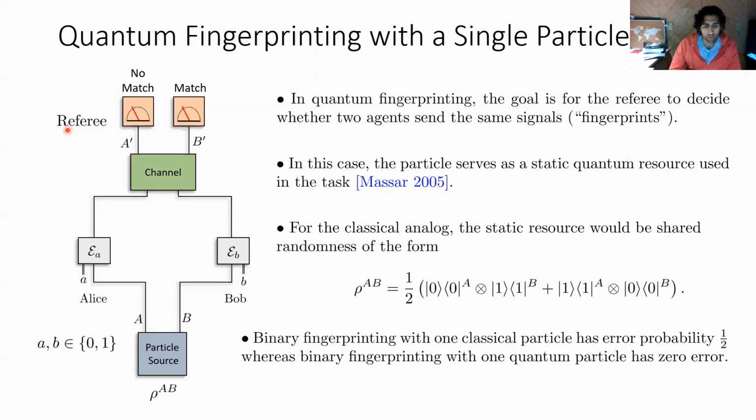All right, and it's not too difficult to show, just by modifying the previous protocol that I described, that if you do fingerprinting with one classical particle, there'll be an error probability of 1/2, meaning that the referee will make an error in concluding whether A equals B. Whereas with binary fingerprinting, with a quantum particle, there's 0 error. So it's just kind of the same idea repackaged in a different task.